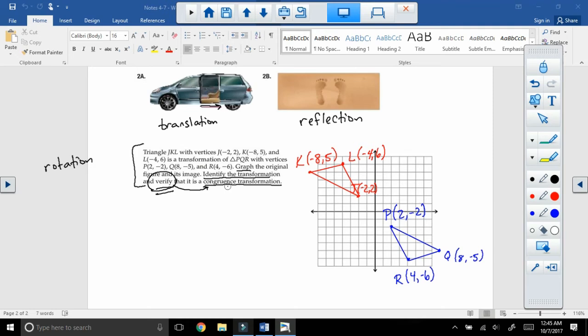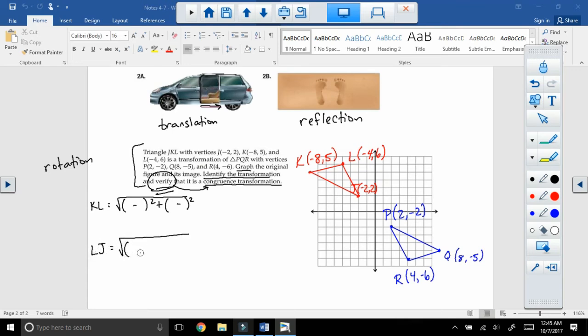The way that you're going to do that is you're going to have to show that all of these sides are equal in length to all the other sides. We did an example of this where we had to find the length of all of these. Distance formula is going to be really important. I'll do a little longer version of the distance formula for the red triangle, and then I will speed it up for the other one.